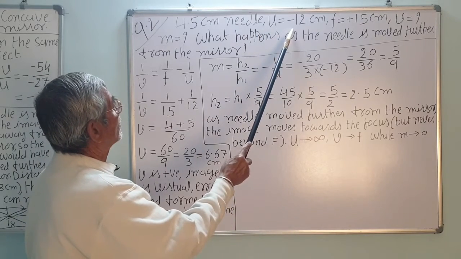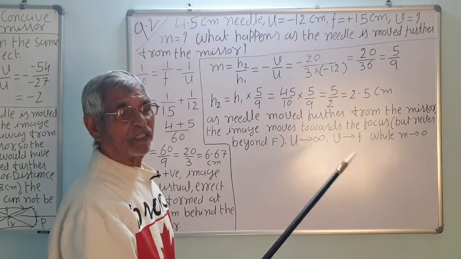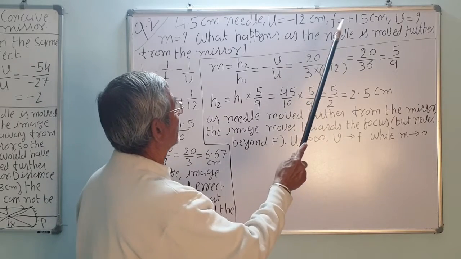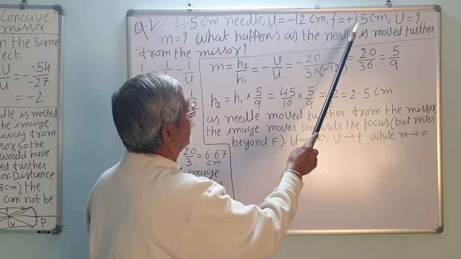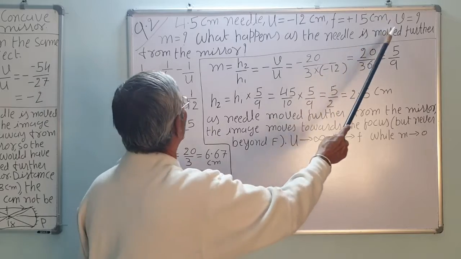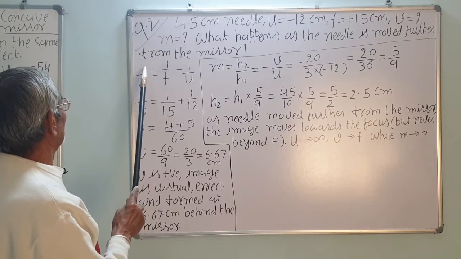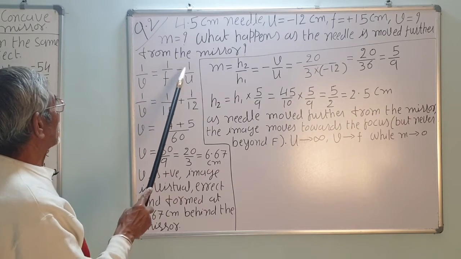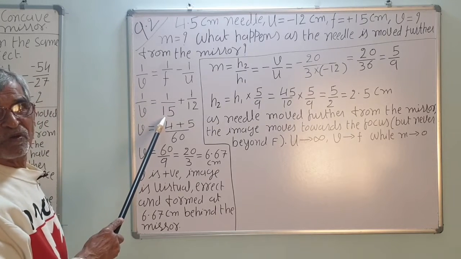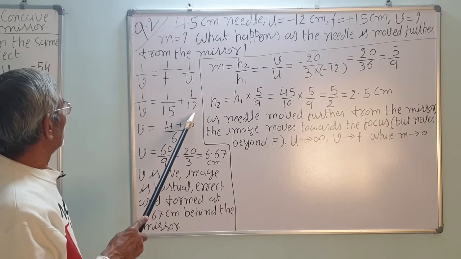So u is minus 12 centimeter. U is always negative, and f for the convex is plus. Convex has focal length on the right side behind the mirror, that is plus. Remember, concave minus, convex plus. What is v? So u and f are given, v can be computed from the equation. 1 upon v is equal to 1 upon f minus 1 upon u. So 1 upon v is equal to 1 upon f. F is plus for the convex. So 1 upon 15 plus 1 upon 12.